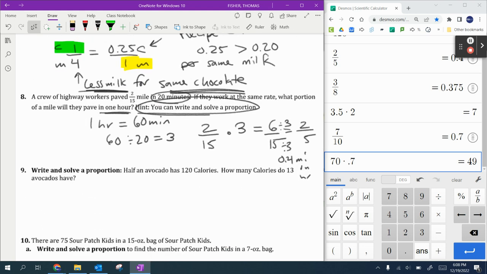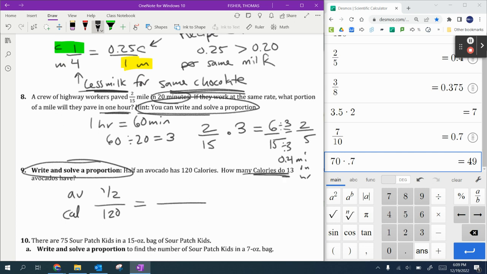Whereas the next one, you need to. If you don't do this and it asks you to, you're going to lose some points. So a proportion is a fraction equal to a fraction. So half an avocado has 120 calories. And right away, I make that into my first fraction. Then, how many calories, so over here, do 13 avocados have?